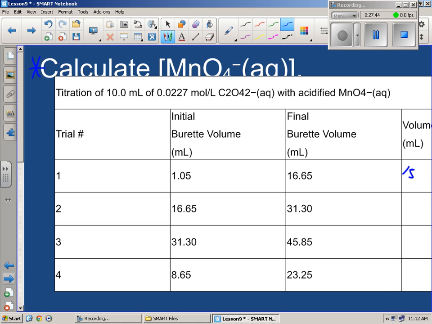So let's go ahead and do this. 15.6 here. This one is 14.65. This one is 14.55 and 14.60 finally. That's part of it. If you remember in Chem 20, you had an equation that you needed to write out and balance. Well, we have an equation for this too. This one involves ions, balancing electrons, etc. A little more involved than last year, obviously.